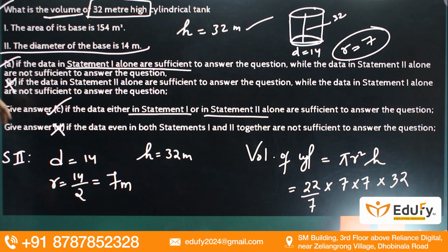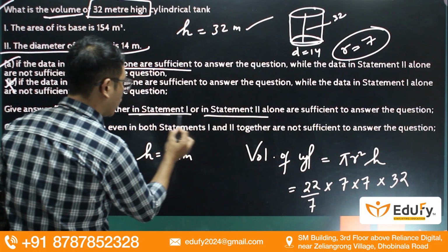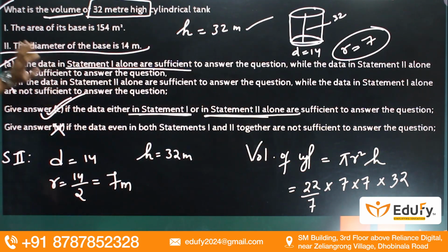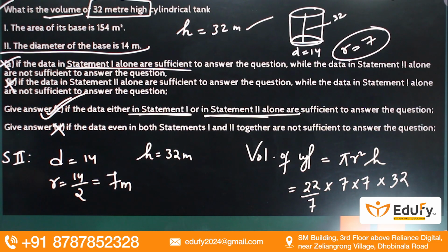So that means even statement 1 and 2. Statement 1 alone was able to answer it, and statement 2 alone is also able to answer your question. That means my option should be option C, because in this option they say either statement 1 or statement 2 alone is sufficient. That means statement 1 also can solve it, statement 2 alone also can solve the answer. So option A will be cut out. That means your option should be option number C. Okay, so this is the way you solve statement based questions.